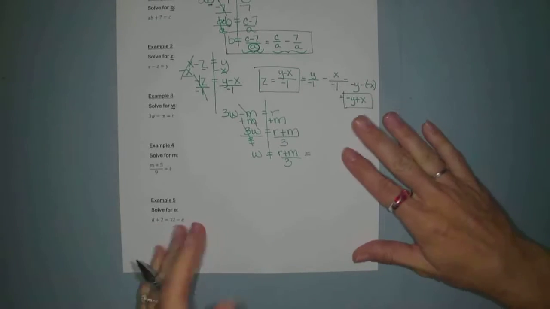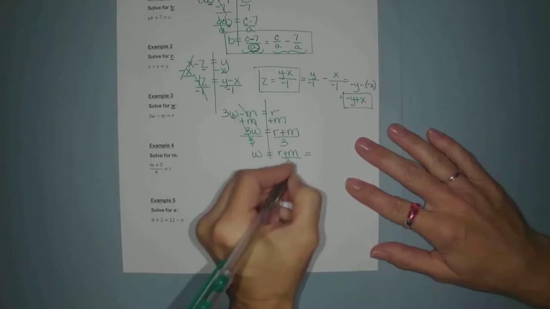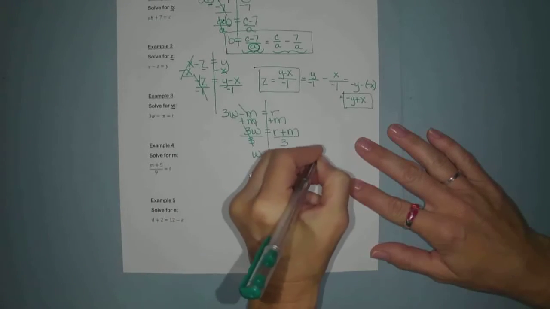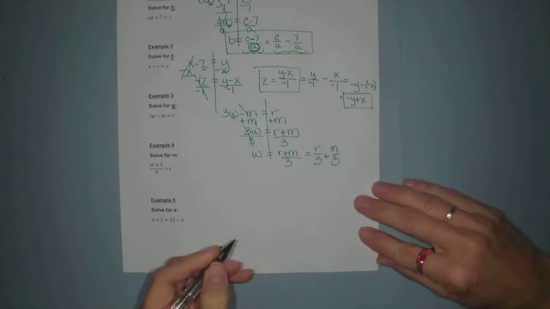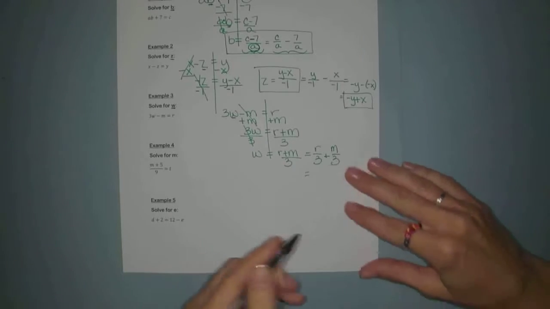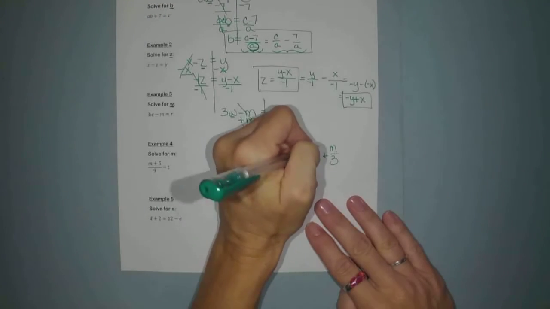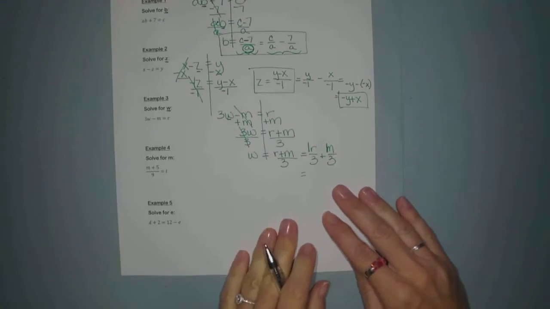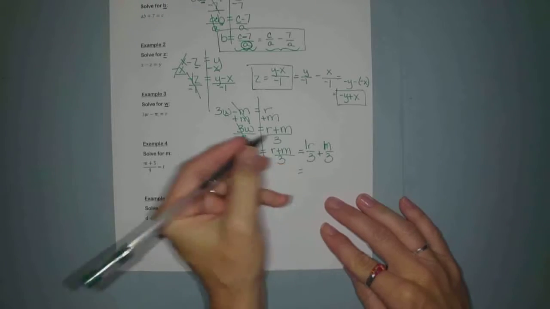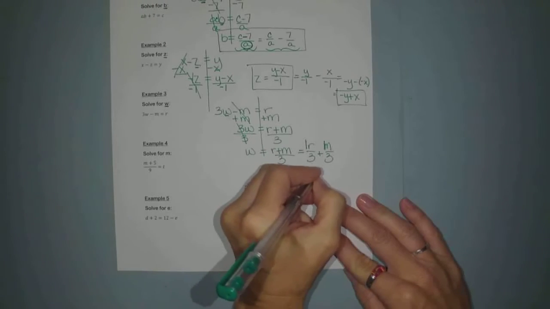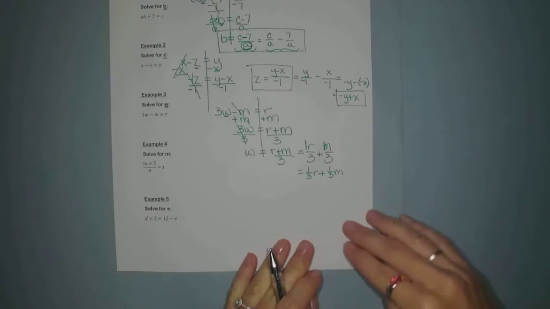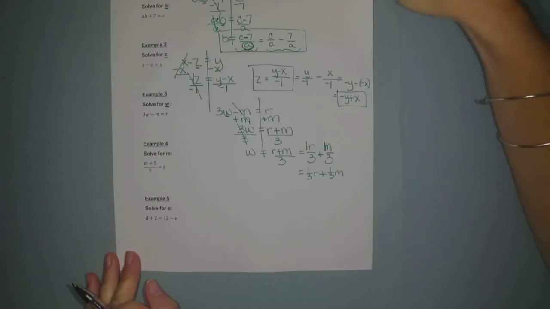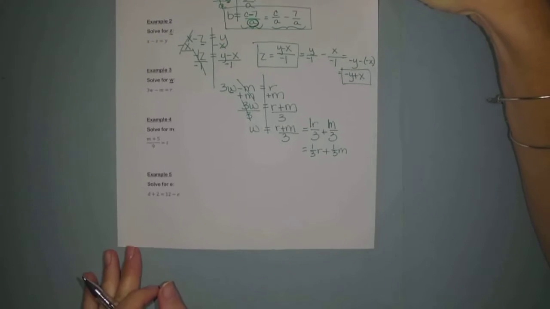Or we could do this technique, monomial denominator, r divided by 3 plus m divided by 3, which actually, because there are ones in front of the r and the m, could be written as 1/3 r plus 1/3 m. So lots of variable manipulation going on here. Okay, let's check out example 4.